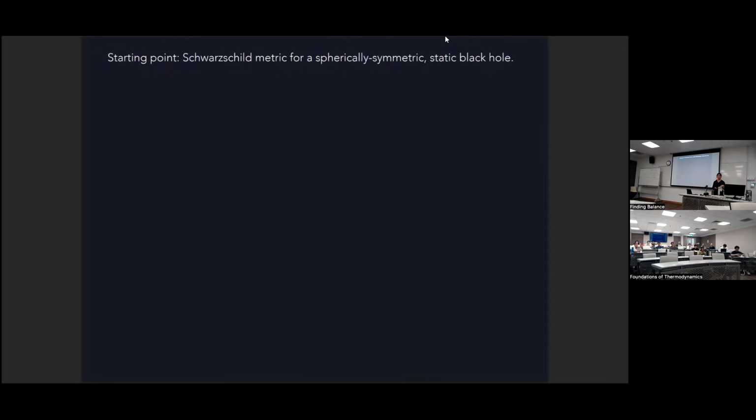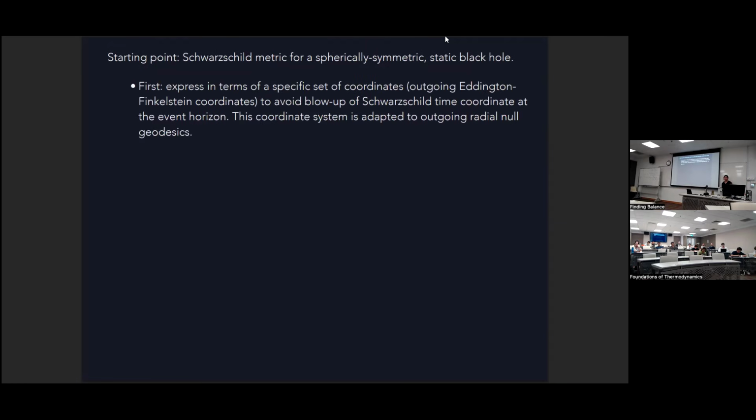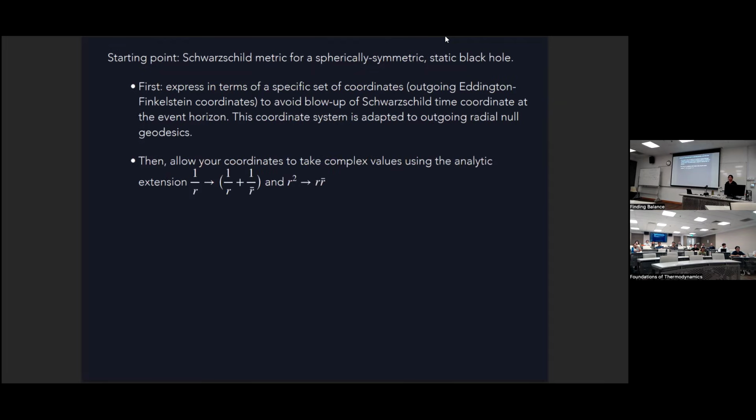So how does that go? Our starting point is the Schwarzschild metric. What we're going to do is express it in terms of a specific set of coordinates. In this case, it's the outgoing Eddington-Finkelstein coordinates, and that will allow us to avoid a blowup of the Schwarzschild time coordinate at the event horizon. This coordinate system is adapted to outgoing null geodesics. We're going to allow the coordinates to take on complex values. So that's the complexification part of the story.